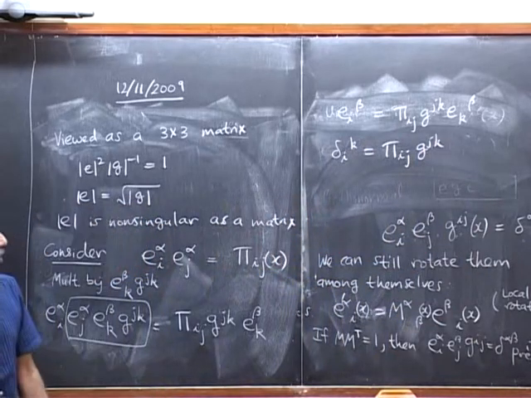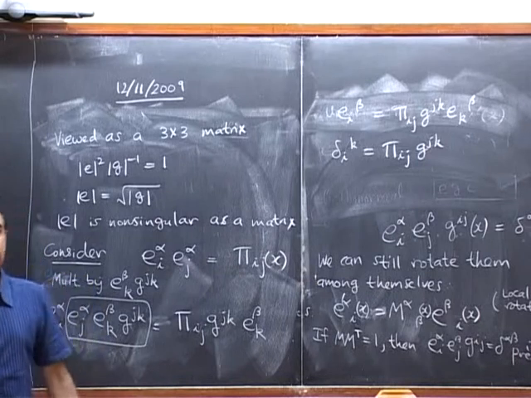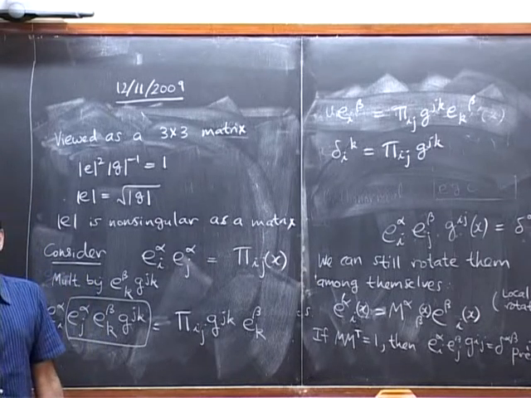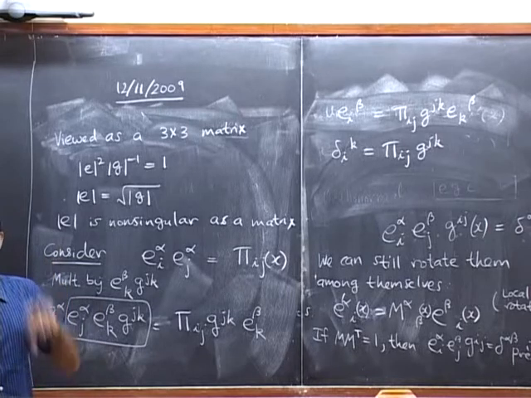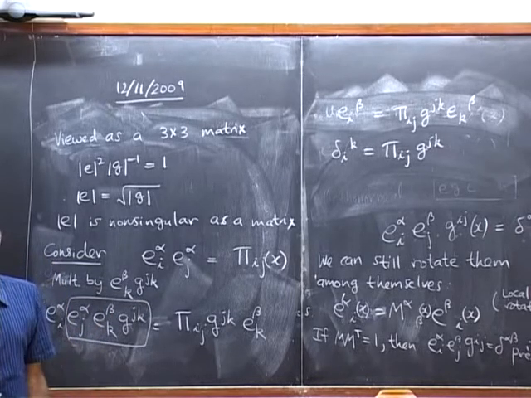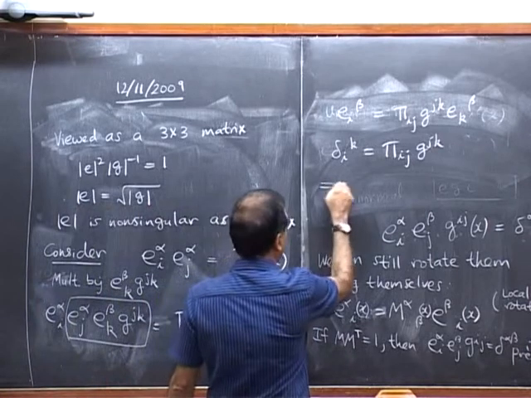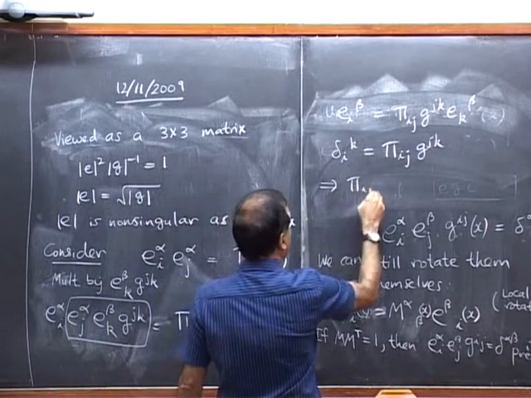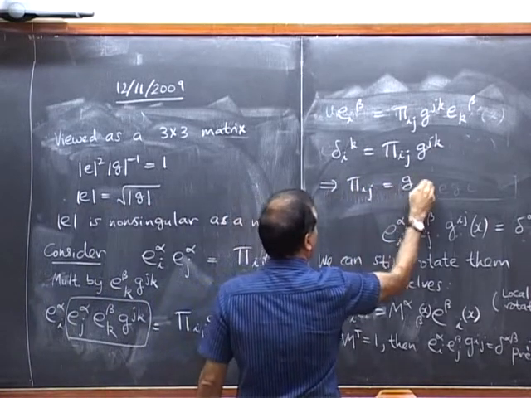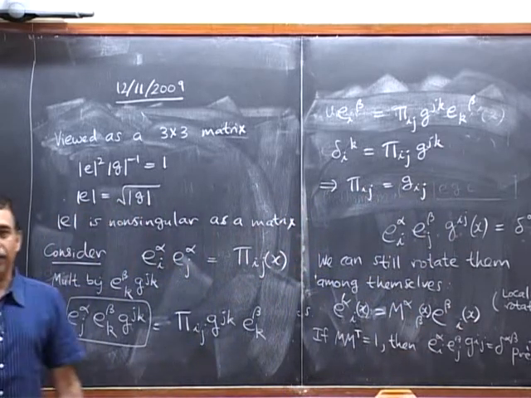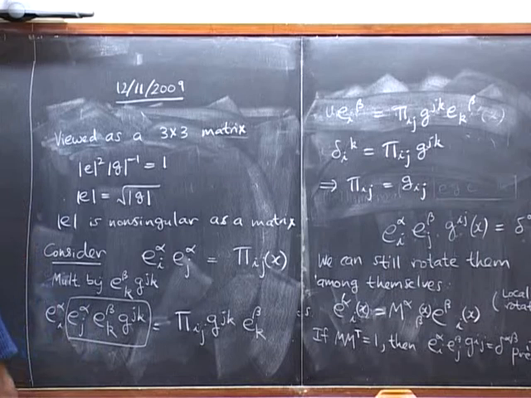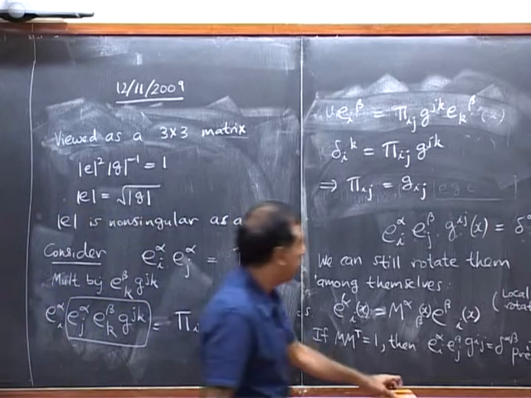What does that tell me about the relation between π and g? π is the inverse of g upper, which is the inverse of g. Therefore, π is g. As you know, in matrices, when I have the inverse of a matrix, it's unique. So the inverse of the inverse has to be the original matrix, no choice.